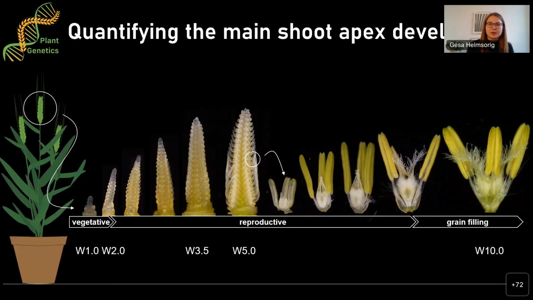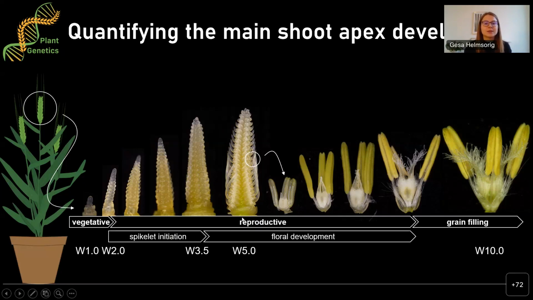Now, to look at the development a bit more in detail, I also come back to this Waddington scale, which was already introduced to you. So just as a very quick reminder, we use this to score the main shoot apex development, and we start at Waddington stage 1 at vegetative growth, continue to Waddington stage 2, where we have this change from vegetative to reproductive growth, and it goes until Waddington stage 10, where we have the pollination. And during this reproductive stage, we can divide this into early and late reproductive development.